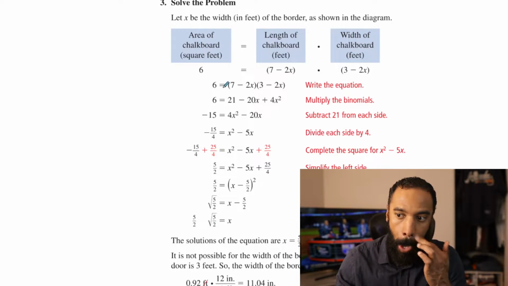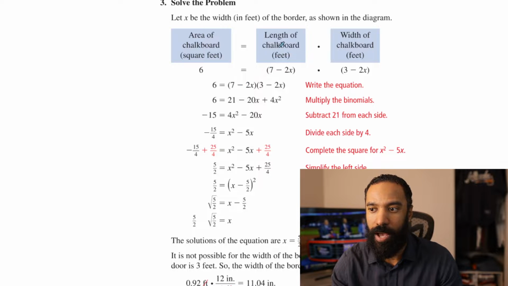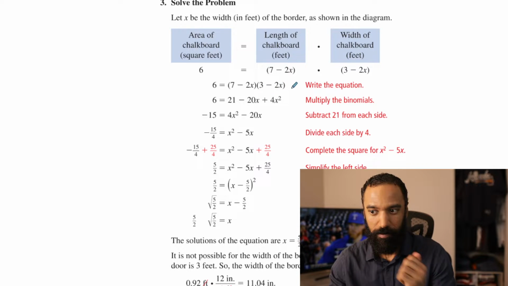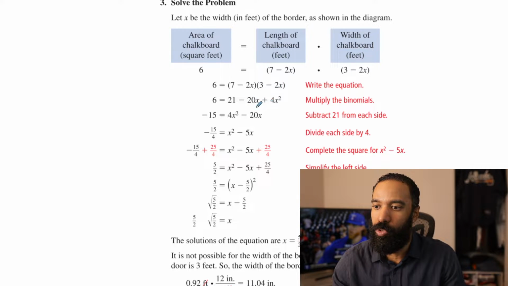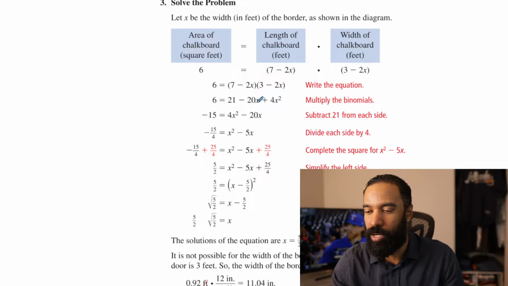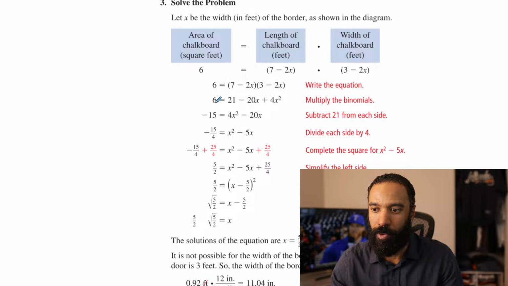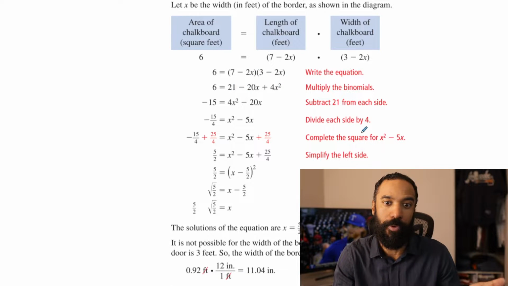So here's your model. When you take that height of 7 minus 2x, or they call it the length, and the width 3 minus 2x, it's going to equal 6 when you multiply them. When you FOIL this thing out, you get this equation not written in standard form. They do a couple things. They write it in standard form with 4x squared first, negative 20 second, and they subtract 21 over to get negative 15. I know I'm going fast.